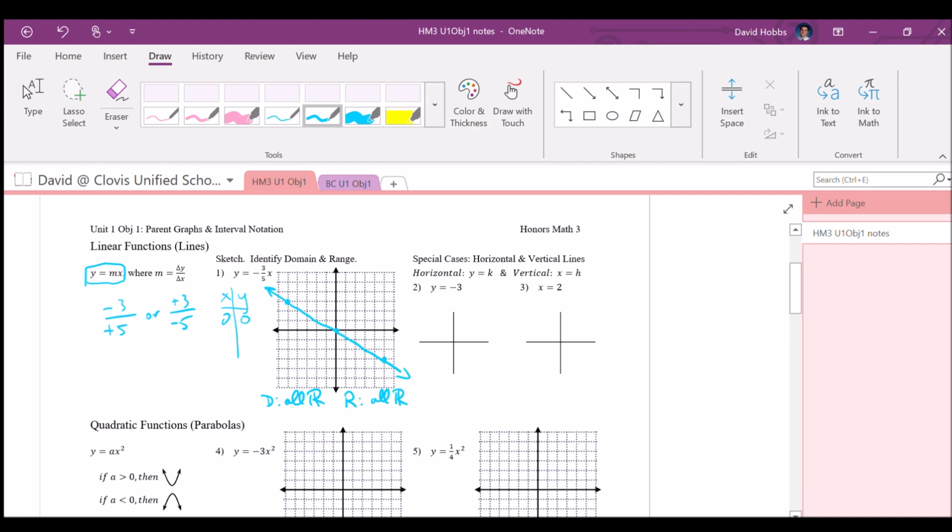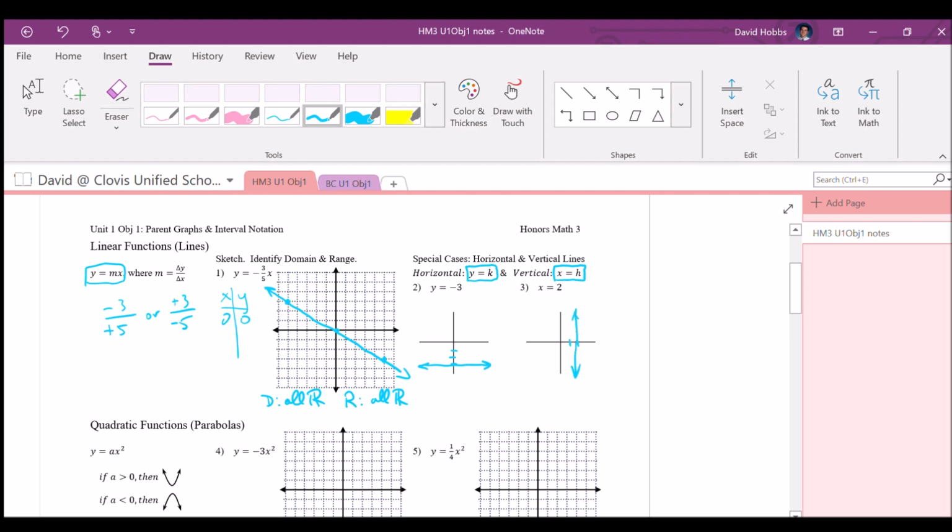Okay, special cases. We got horizontal lines and vertical lines. Horizontal lines are in the form of y equals some number, and vertical lines are in the form x equals some number. So y equals -3. 1, 2, 3, horizontal line. Technically, the slope is 0. X equals 2. 1, 2.